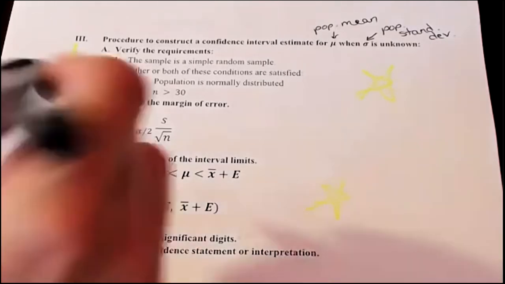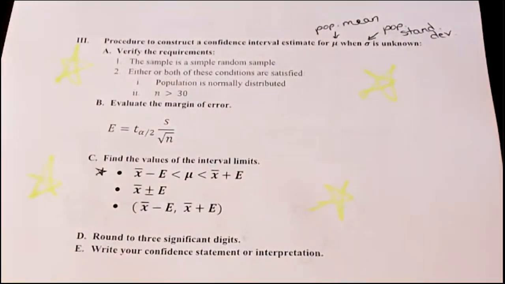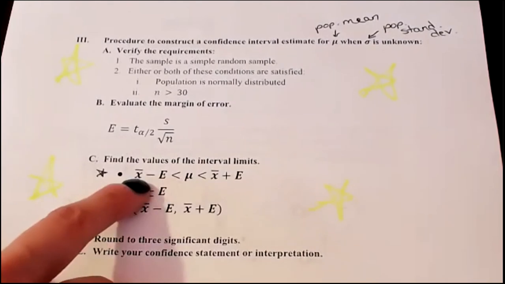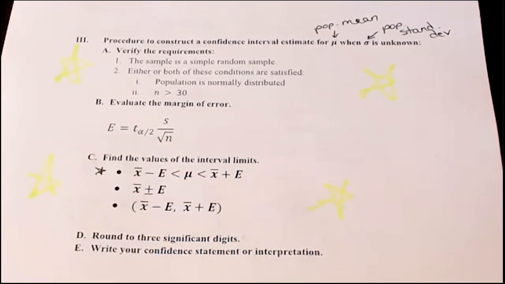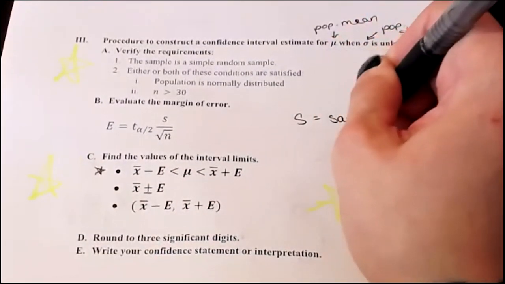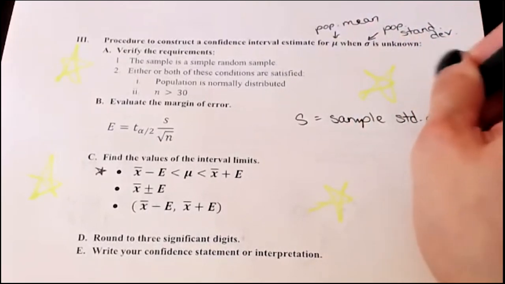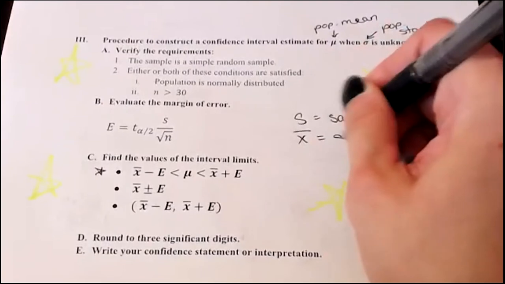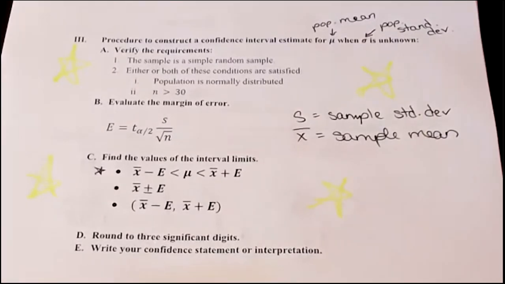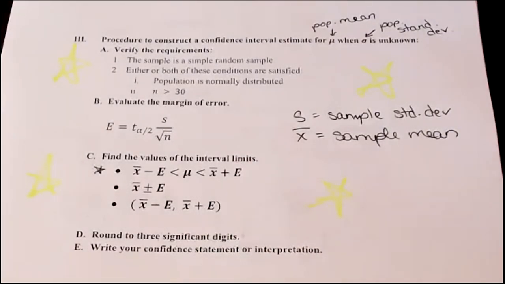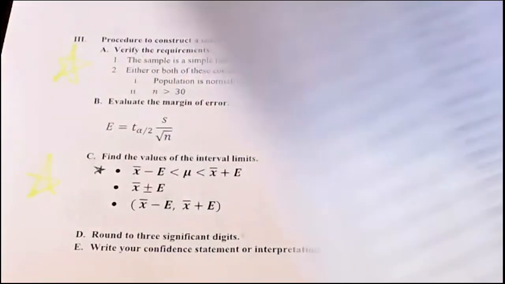So again, we typically use this first one, right? We write it as a compound inequality. So your sample mean minus the error, and your sample mean plus the error. So just remember that. s is your sample standard deviation, and x bar is your sample mean. Okay, we're going to use this information. We'll round to 3 significant digits, just like we did before. And then, of course, we write our confidence statement or interpretation. So let's try that. I'm going to keep my T-table handy.